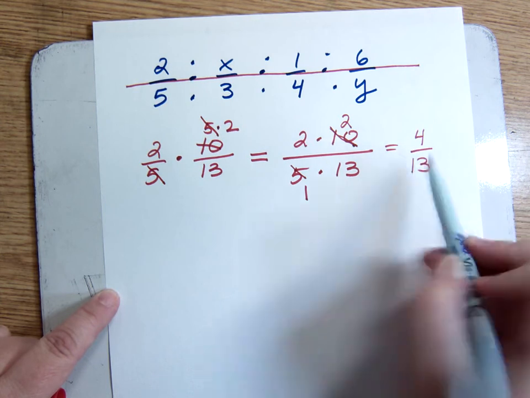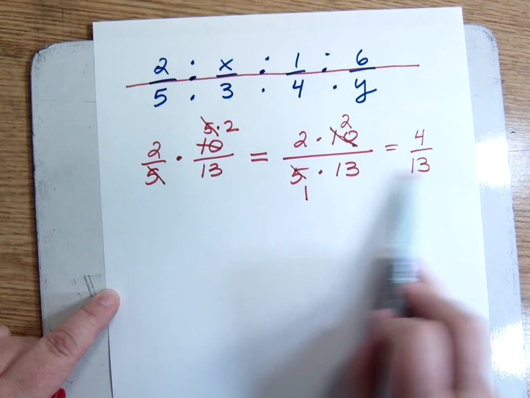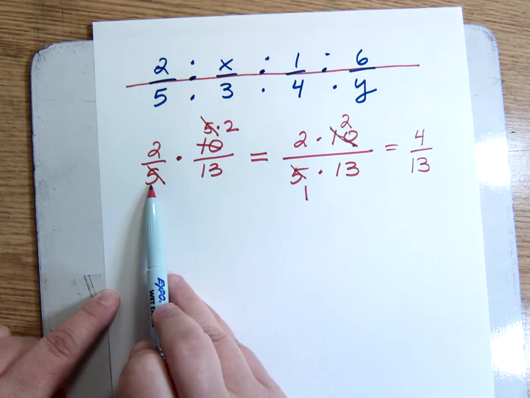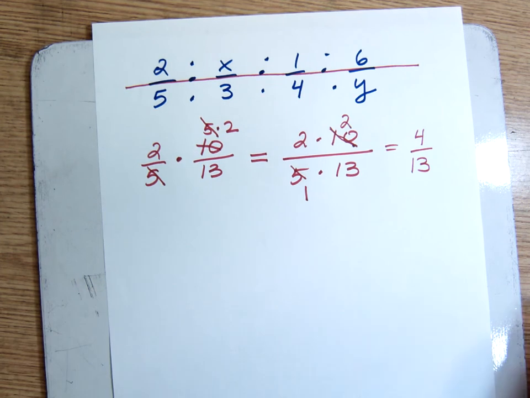And again, after I've done my simplifying, I just go straight across the top, becomes the numerator, straight across the bottom becomes the denominator. If there's nothing there anymore, it's a 1. Okay? So for instance, one more numerical example.